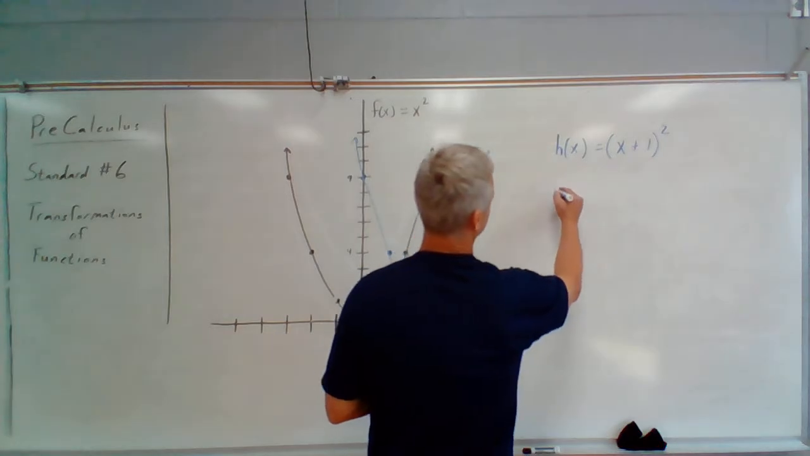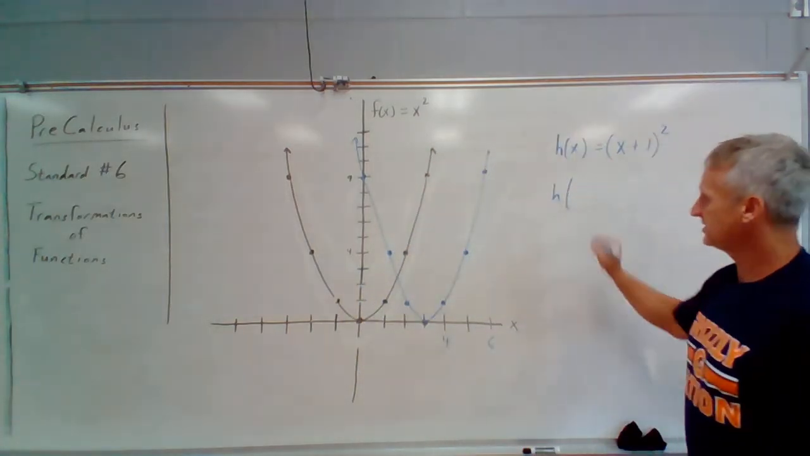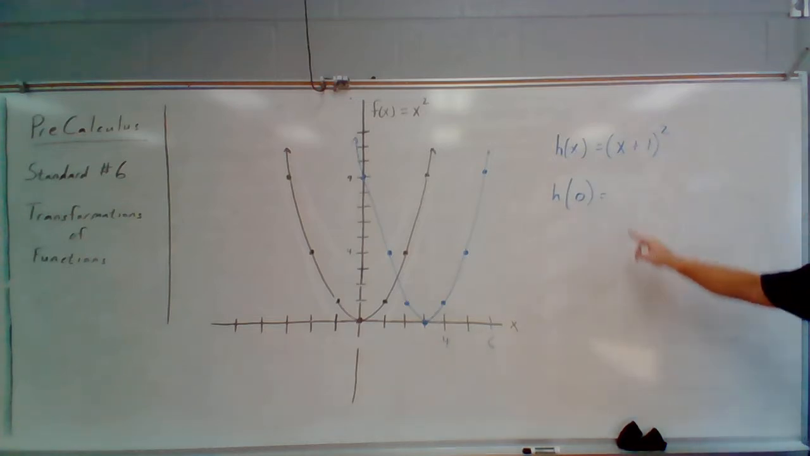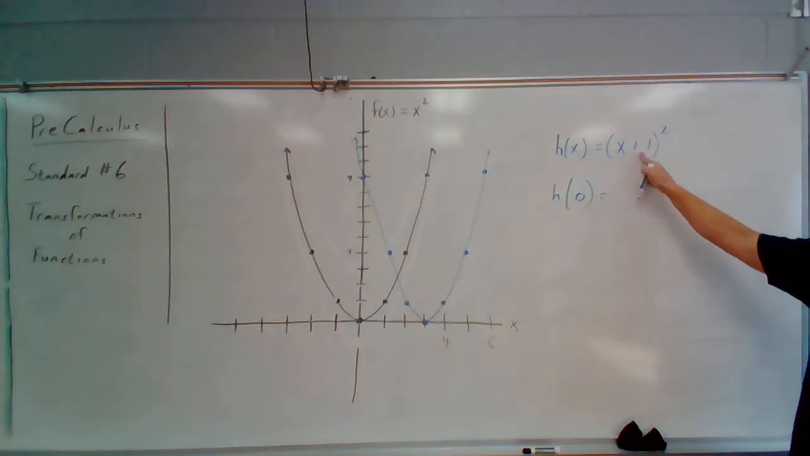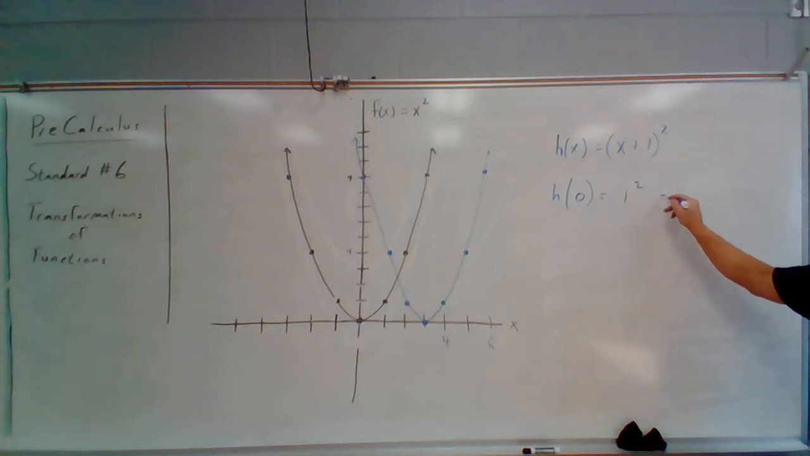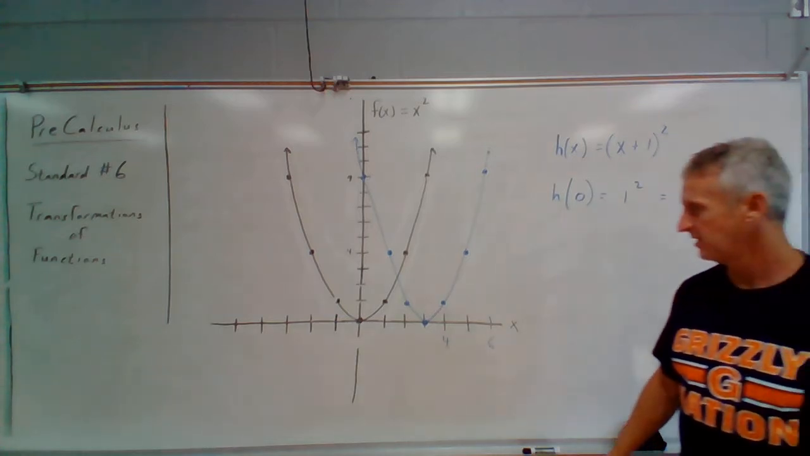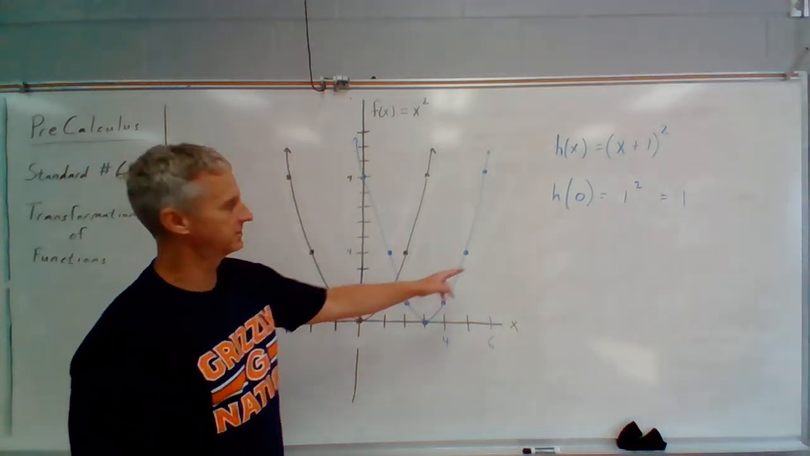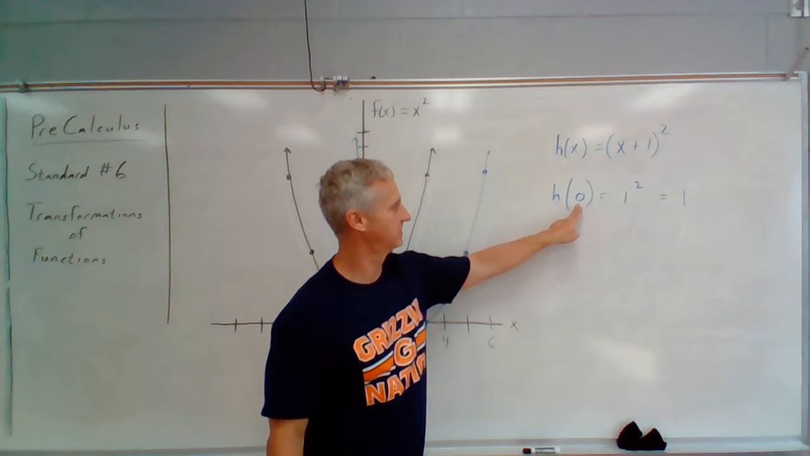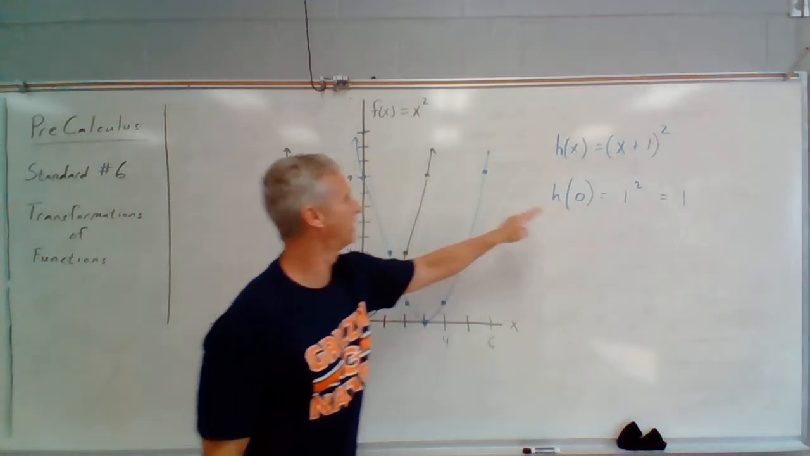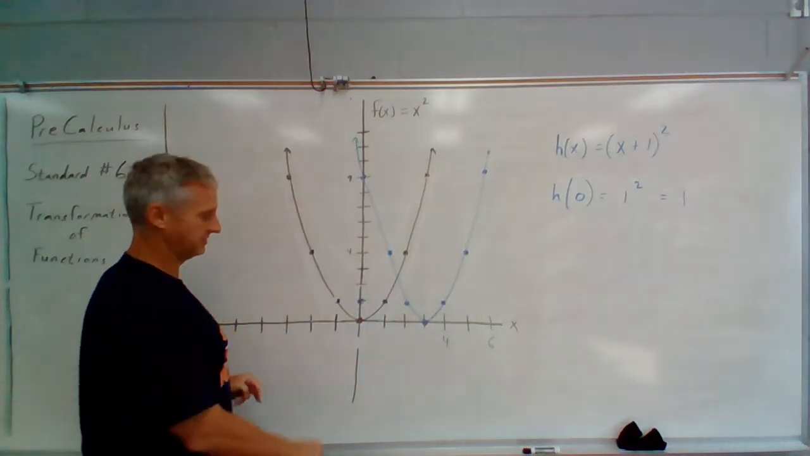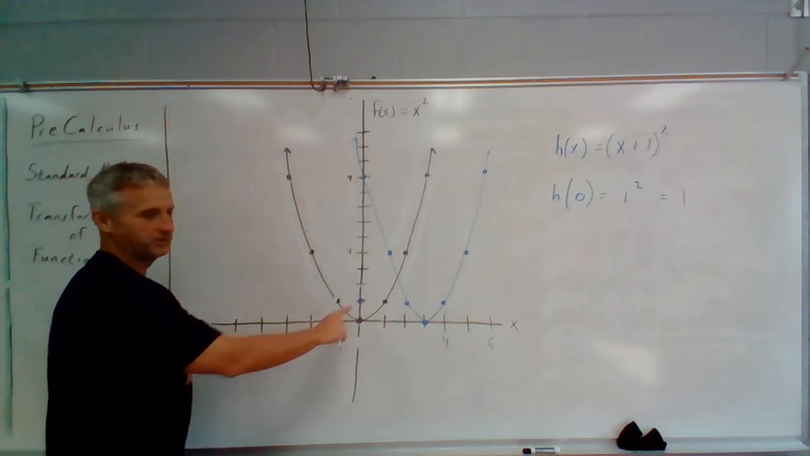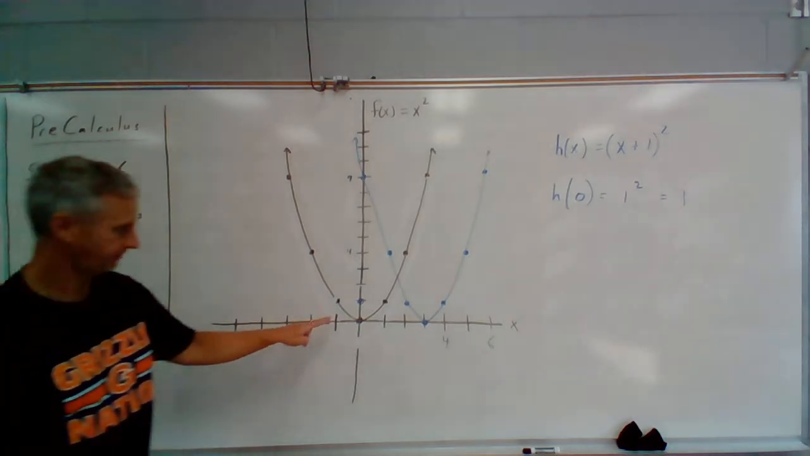So let's plug in some points. Let's do h of 0, and let's see what happens. So if I put 0 in here, 0 plus 1 is 1. I get 1 squared, which is 1. So plug in a 0, we get a 1. Notice that plugging a 0 into the blue function is the same thing as plugging 1 into the black function. So this point 1, 1 on the black function corresponds with point 0, 1 on the blue function.